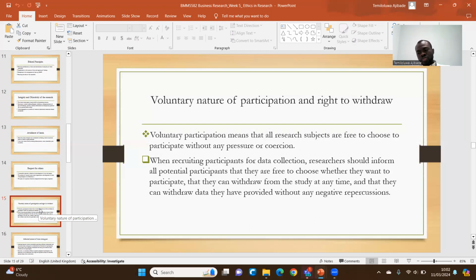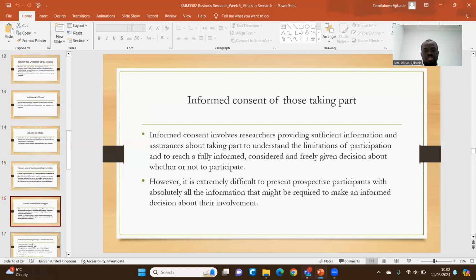And even though someone has volunteered to participate in a research, if that person at any point feels uncomfortable, that person should be free to disengage from the research. Research should not be with any pressure or coercion or force or deception. Voluntary participation and free withdrawal should be encouraged in research.